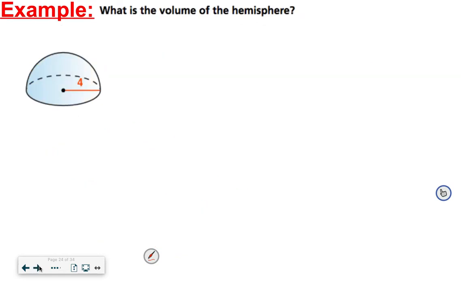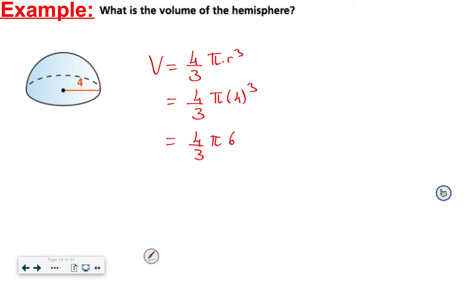What is the volume of hemisphere? Remember that. What is the formula of the volume of sphere? 4 over 3 pi times r cubed. From here, we know the radius. Substitute 4 over 3 pi times 4 cubed. 4 cubed is 64. If you multiply, you will get 64 times 4 will be equal to 256 pi over 3 is your answer.